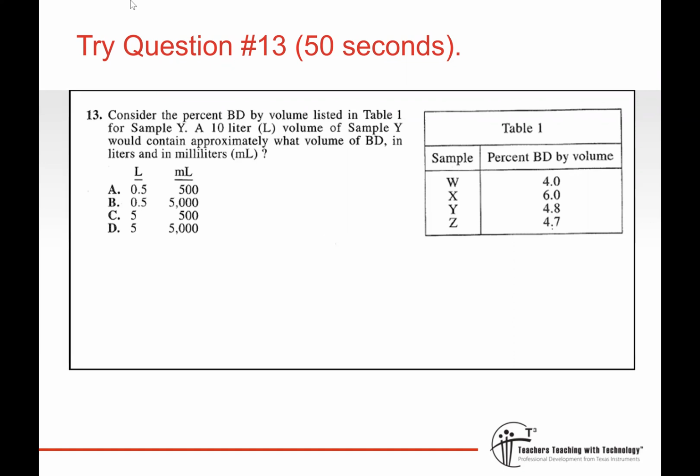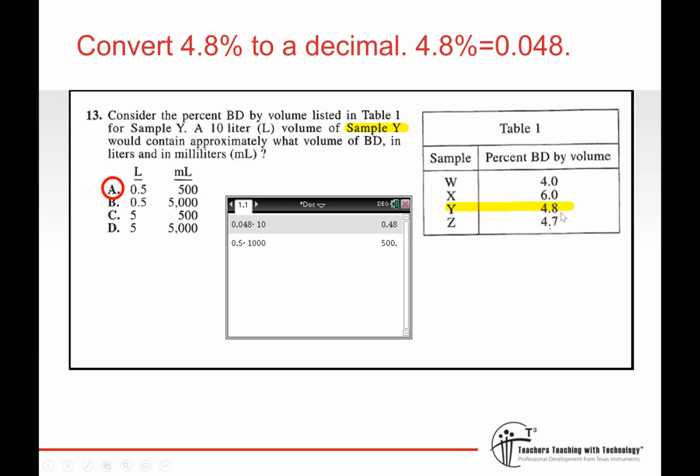Okay, this one's kind of like a math knowledge question, right? Because we see sample Y has 4.8%, right, by volume. Now, we've got to look. It's 10 liters, right? So we'd be inclined to say 4.8 times 10 liters, right? But remember, the answer is asking for liters and milliliters. Well, liters, when we multiply this, we get 0.48. 0.5 is really close to 0.48. So I think we could safely eliminate C and D.